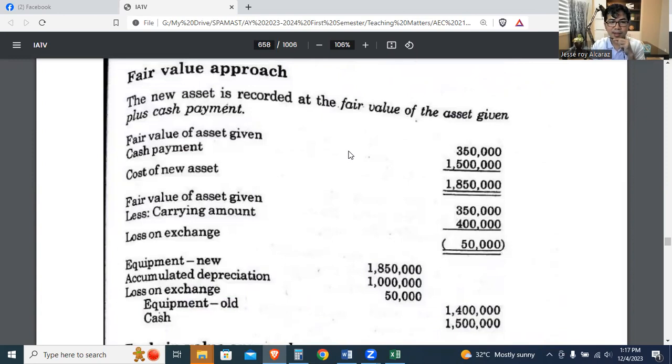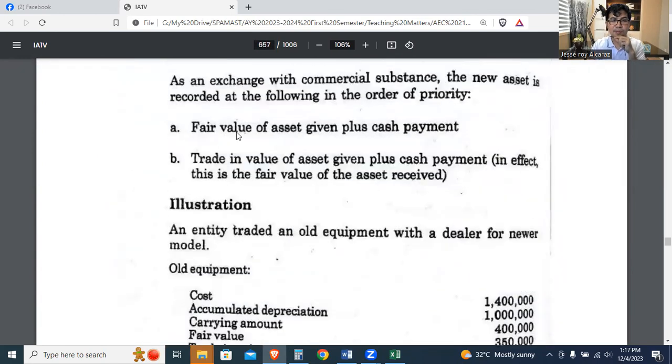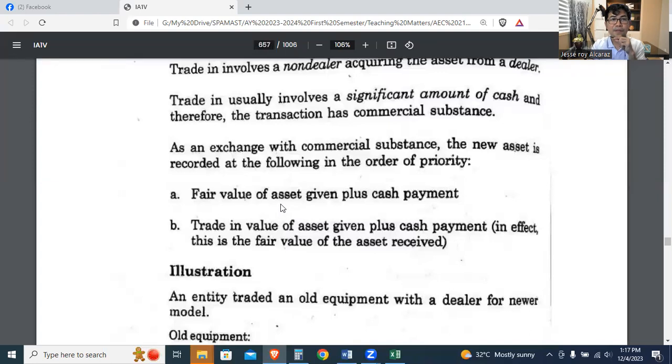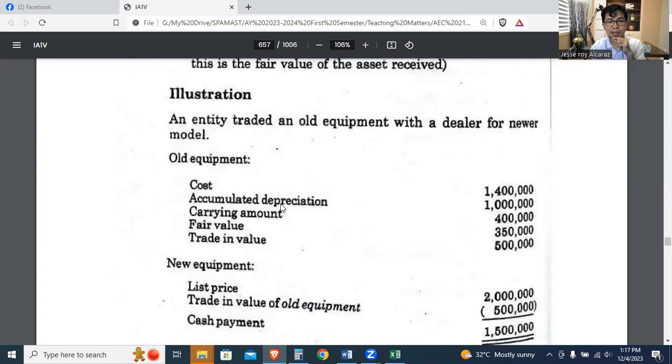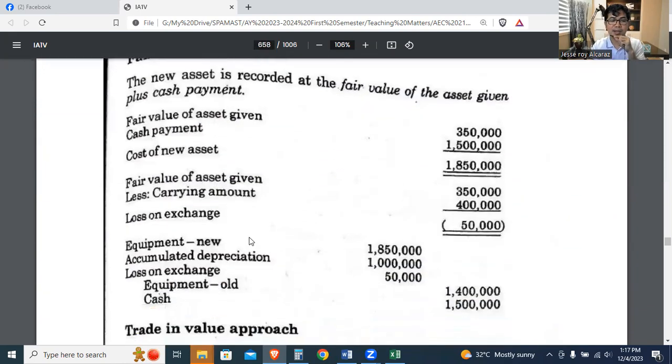So, hang in there. Fair value of the asset given, that's 350 plus the cash payment. This is what is placed first in the order of priority. Fair value of the asset given, take note, the asset given plus the cash payment. When it is available, then we record the new equipment as that. So the new equipment is recorded at 1,850. That is the fair value of the asset given, which is 350, plus the cash payment of 1,500.